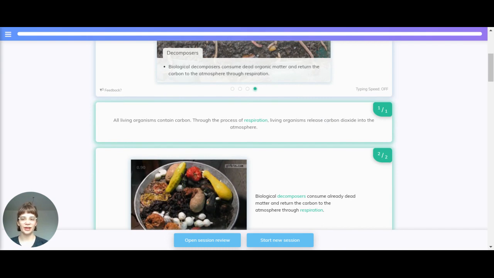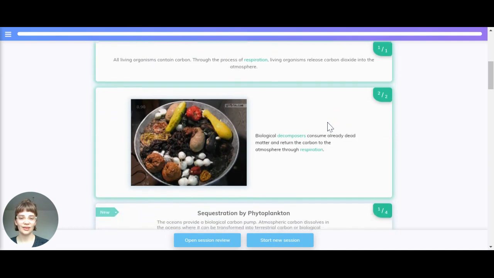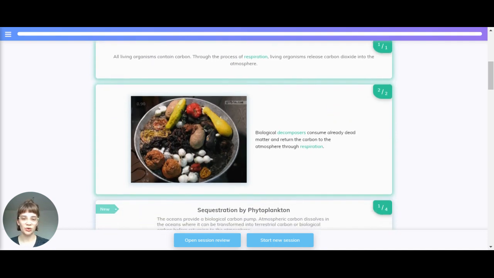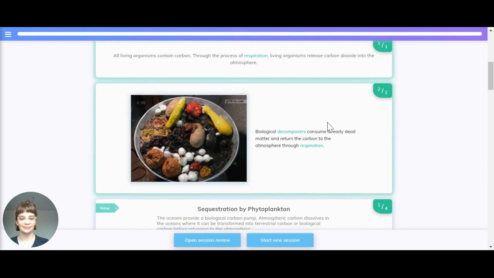So, let's quickly recap that. All living organisms contain carbon, and through the process of what, living organisms release carbon dioxide into the atmosphere? I'll give you a clue. That was me breathing. So it's through the process of respiration. Biological decomposers consume already dead matter and return the carbon to the atmosphere through, you guessed it, respiration.